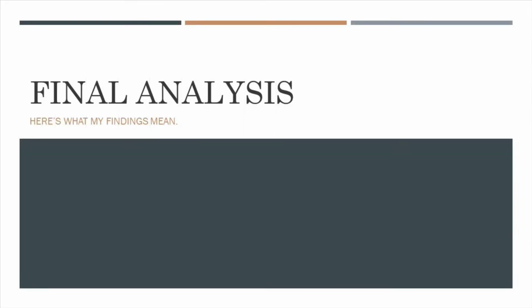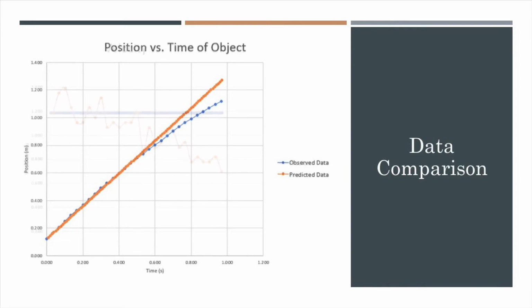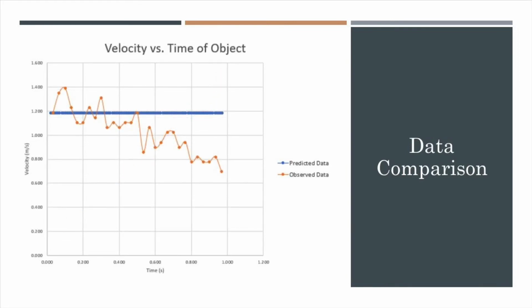Now that we have collected this data, we can compare the two models to see if any differences arise. From the position versus time graphs of both models, we can see that for a majority of the time, the two models appear to have the same or similar slopes. However, as the time progresses, we can see that the slope of the real-world model begins to decrease. This decrease in slope is more apparent in the velocity versus time graph, as the velocity, the slope of the position versus time graph, of the real-world model begins to decrease and trend downwards.